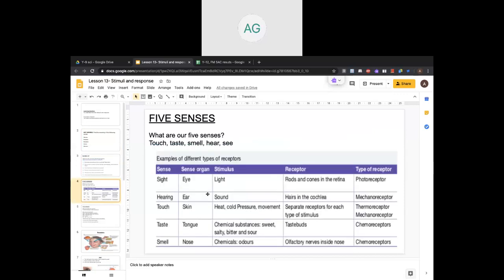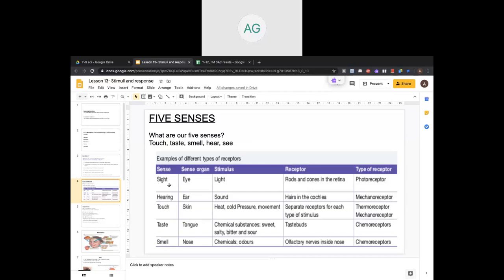Okay, so the five senses. Everyone is familiar with the five senses we have. What can we sense? We can touch, taste, smell, hear, and see. So they are the five senses. For example, if we talk about see, that is your sight. Sight means you are able to see everything around you.